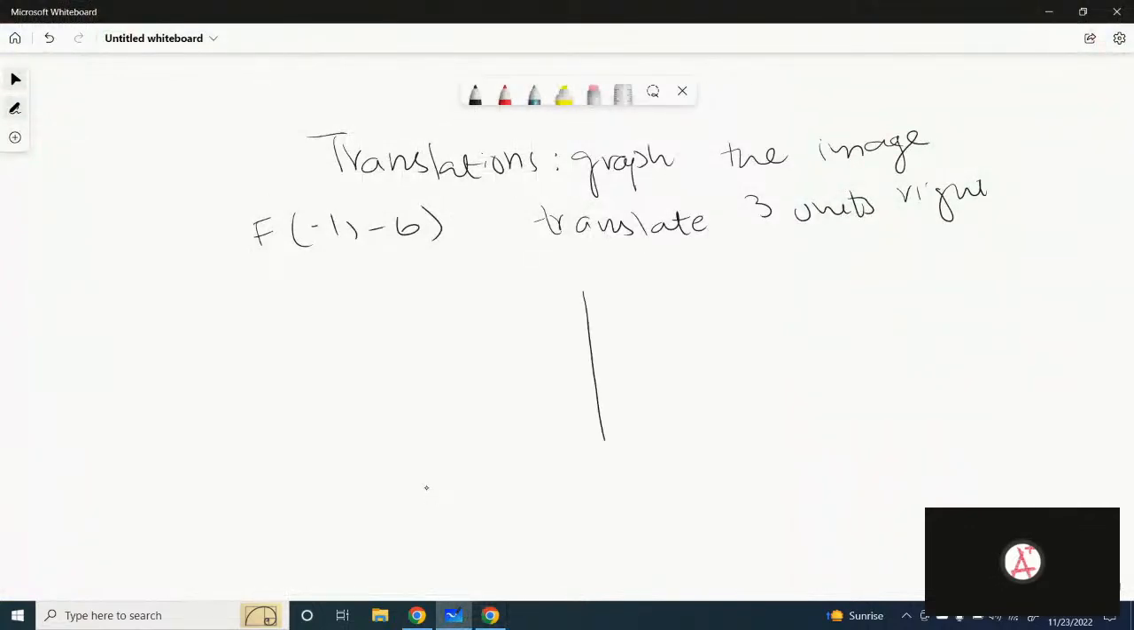Okay, let's just plot the point negative 1 and negative 6. 1 2 3 4 5 6. Here is the point negative 1, negative 6. You have to move the point 3 units, right. So let's move 1, 2, and 3, it would be here. The new point would be 2 and negative 6. So after translation the new point is 2 and negative 6. Got it.